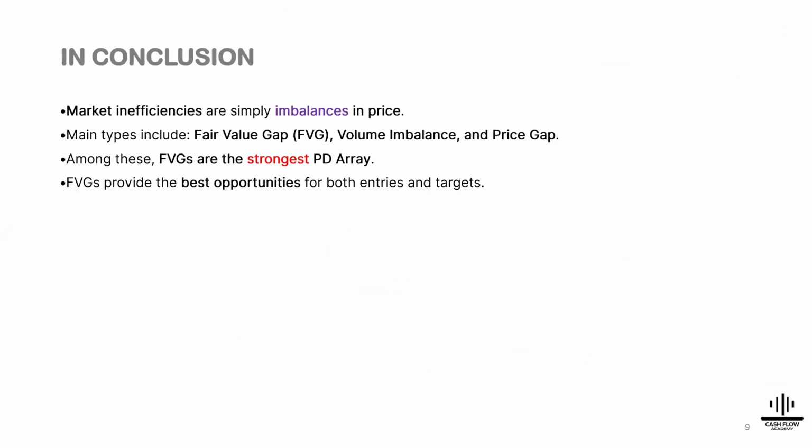In conclusion, market inefficiencies are simply imbalances in price. Main types include fair value gap, volume imbalance, and price gap. Among these, fair value gaps are the strongest PD array. Fair value gaps provide the best opportunities for both entries and targets.